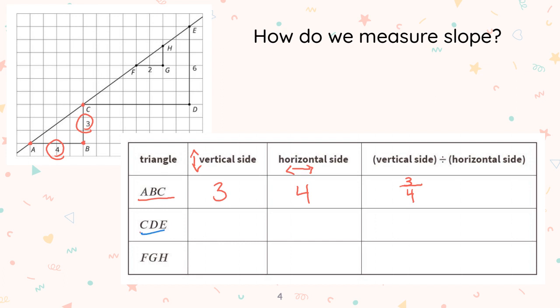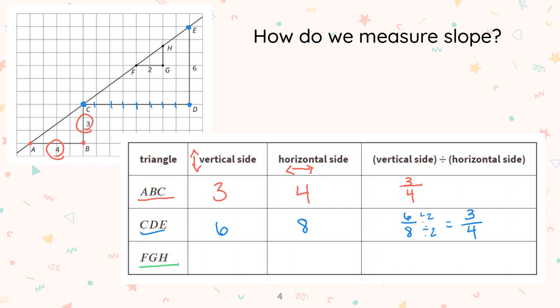Now let's look at CDE, and I'll outline that in blue. My vertical side is 6. My horizontal side is not given to me, but it's on a grid so I can count 1, 2, 3, 4, 5, 6, 7, 8. So it would be 6/8. I want it in its simplest form, and I know that 2 goes into both 6 and 8, so I can divide both by 2. 6 divided by 2 is 3, and 8 divided by 2 is 4. So my answer again would be 3/4.